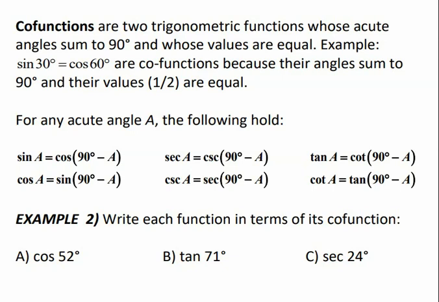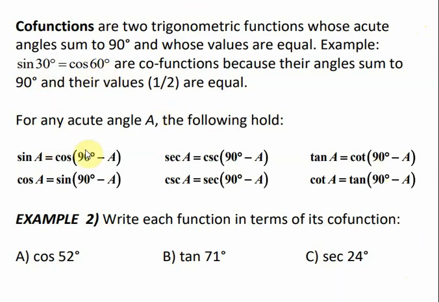If you think back to the unit circle that we did, remember sine of 30 degrees, that would mean the y value at 30 degrees. And so the y value at 30 degrees is 1/2. Cosine of 60 degrees, that would be the x value. Cosine is the x value. The x value at 60 degrees would also be 1/2.